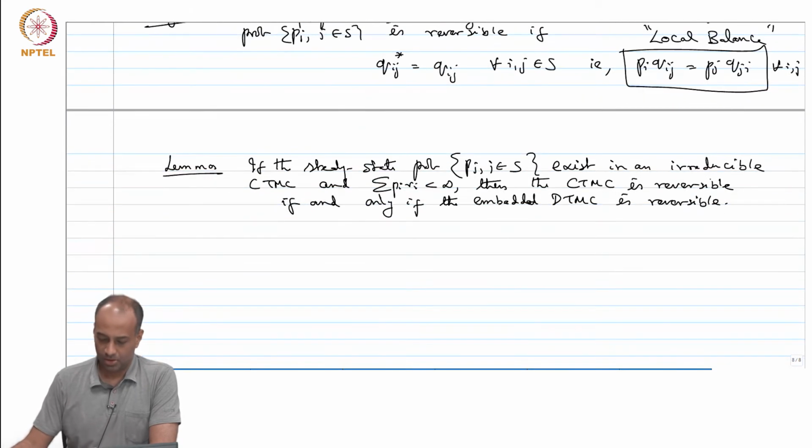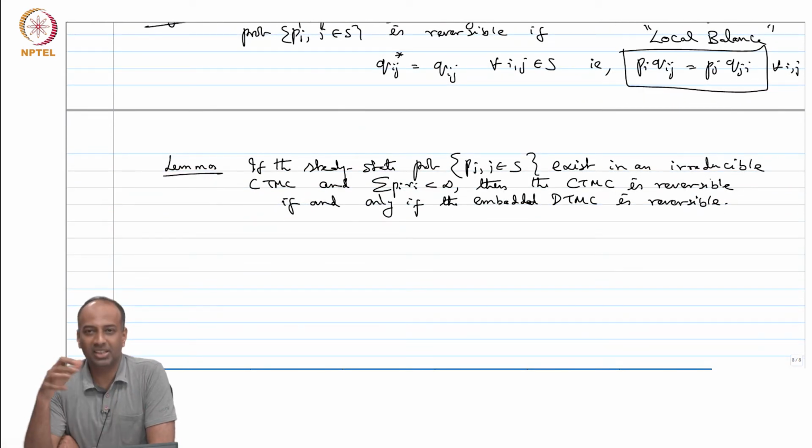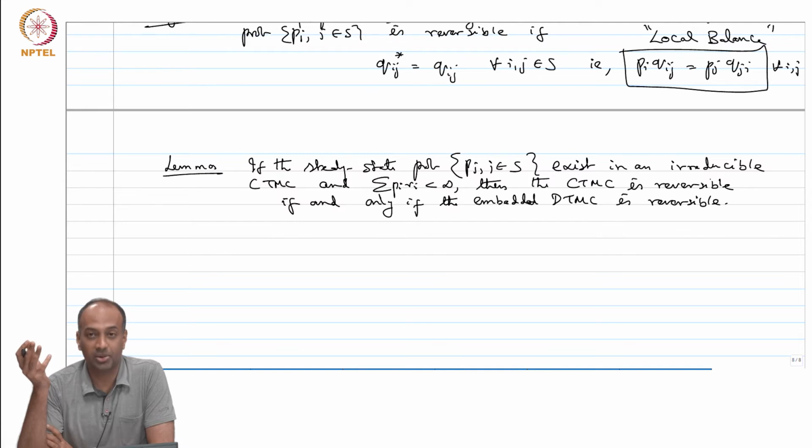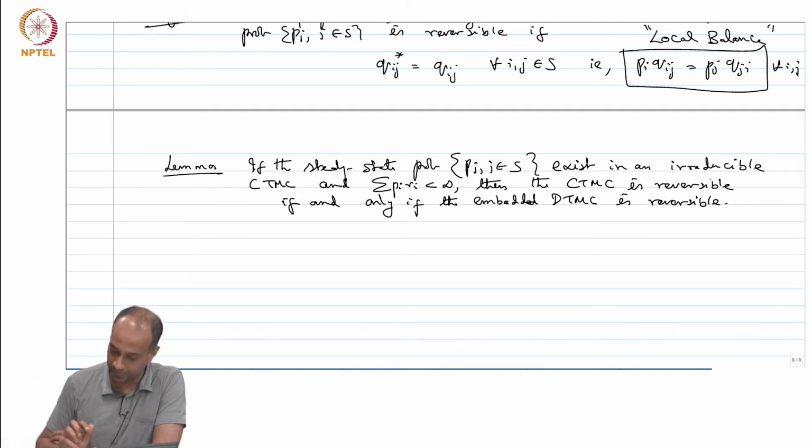Okay. So, here we are saying that there is an equivalence between the reversibility of the CTMC and the reversibility of the embedded DTMC. Reversibility of one implies the other, both directions. Of course, assuming that this is a nice irreducible CTMC with sum over P I nu I less than infinity. You do not have this crazy irregular avalanche process and all that, okay.